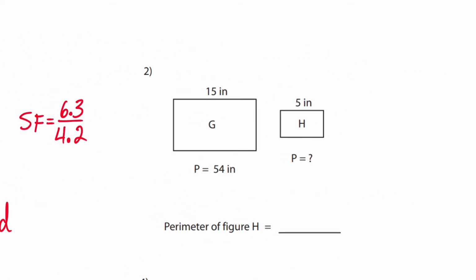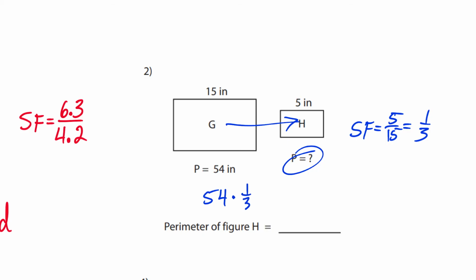Okay, next one. So notice this is the one we're looking for, so we're going from here to here. So first of all, what's the scale factor? Good, it's 5 over 15 or 1/3. So I'm going to take the perimeter of the old one times the scale factor to the first power, or just times the scale factor. 54, old perimeter times the scale factor, 1/3. What does that give you? So the perimeter of that new one is 18 inches. This is going to be 1/3 of whatever this is, because this is 1/3 of that.